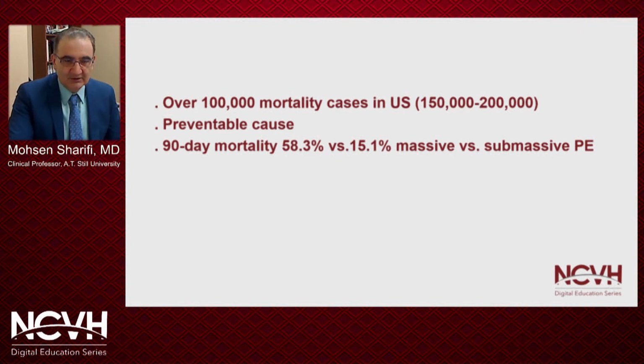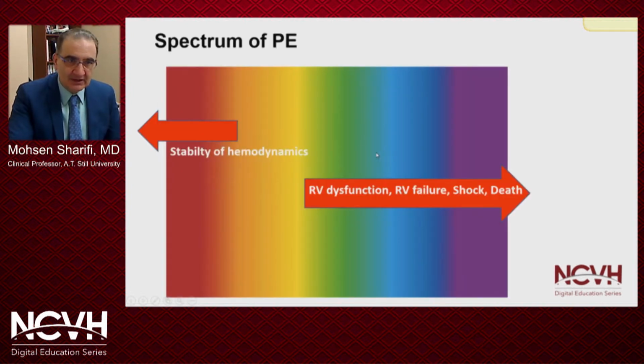Some background on pulmonary embolism: over 100,000 cases of mortality is recorded in the US alone. This figure is probably higher, in the range of 150,000 to 200,000. And the sad thing is that these are preventable causes. Without treatment, the 90-day mortality is close to 60% if it is massive PE, and around 15% if it is submassive PE.